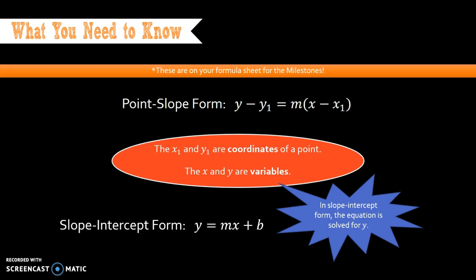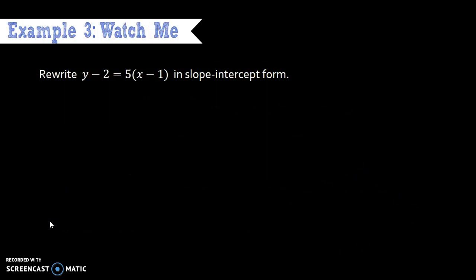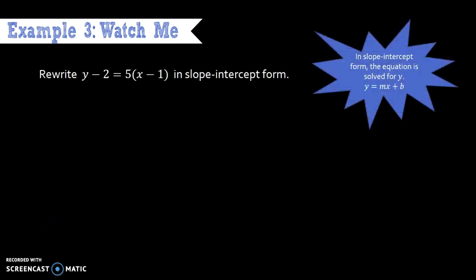Slope-intercept form, just to remind you, is the one that's solved for y. So we're going to be moving from point-slope form into slope-intercept form. Let's rewrite y minus 2 equals 5 times x minus 1 in slope-intercept form. Remember, our end goal is to have it solved for y. We're going to simplify and rearrange to solve for y.